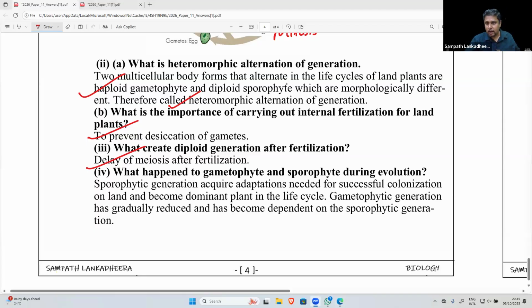Sporophyte generation's adaptation is needed for successful colonization. What happened to the gametophyte and sporophyte during evolution? The sporophyte became larger and the gametophyte became smaller. The sporophyte generation's adaptations were needed for successful colonization on land, and it became the dominant plant in the life cycle. The gametophyte generation has gradually reduced in size. Right.